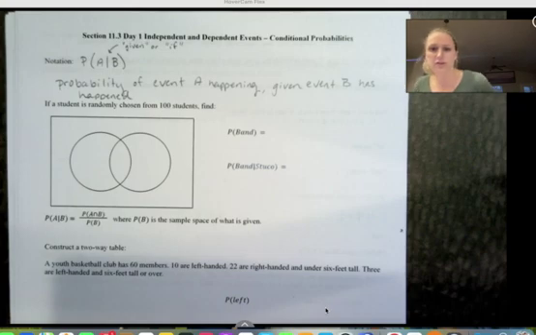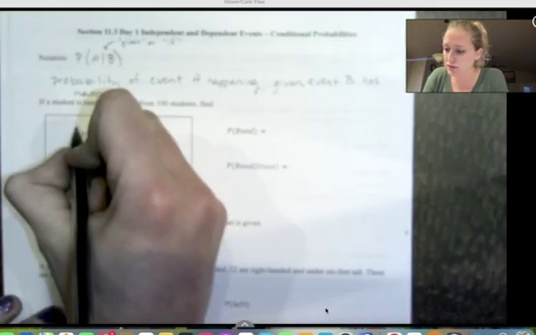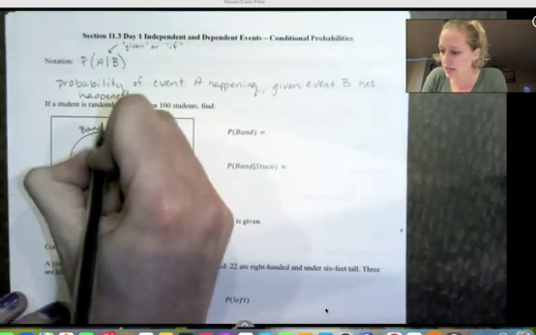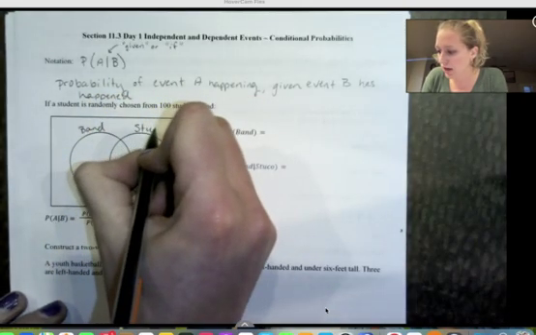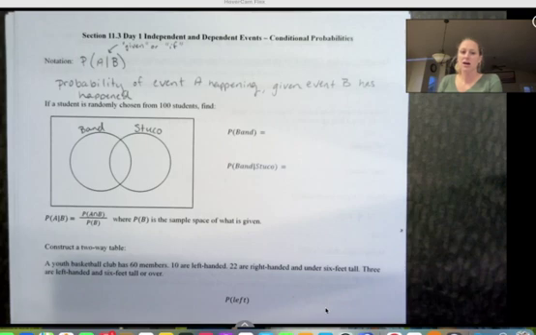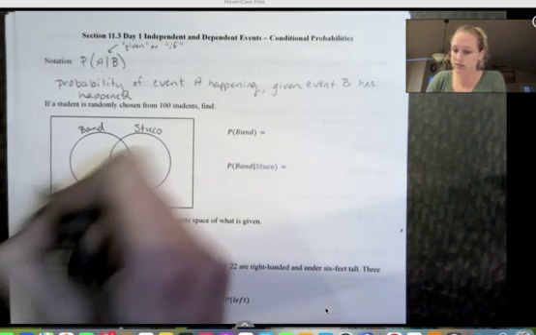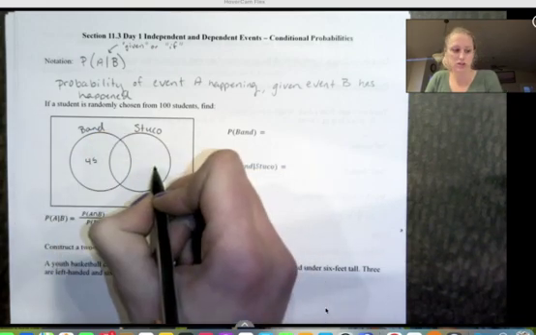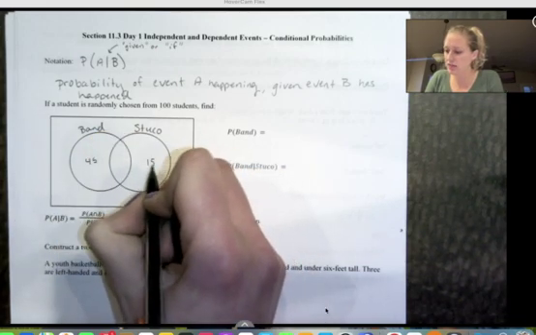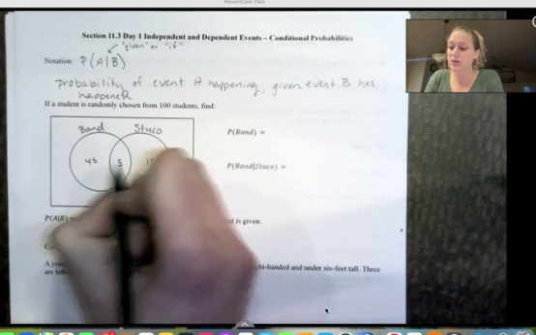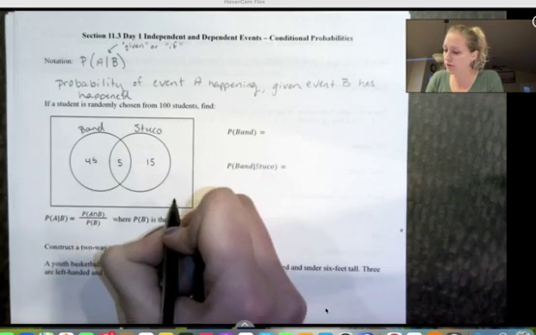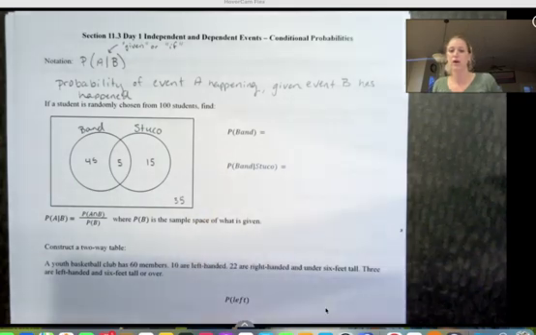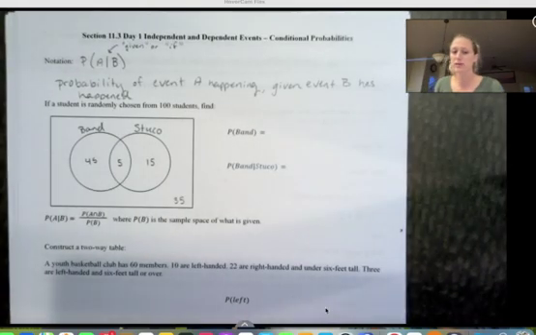Okay, so we have 100 students here in this sample, and we're going to have some students in band and some students in student council. Students just in band from this 100 students, there are 45. Students just in student council are 15. There are 5 that are in both, and there are 35 that are in neither. So all those should add up to 100.